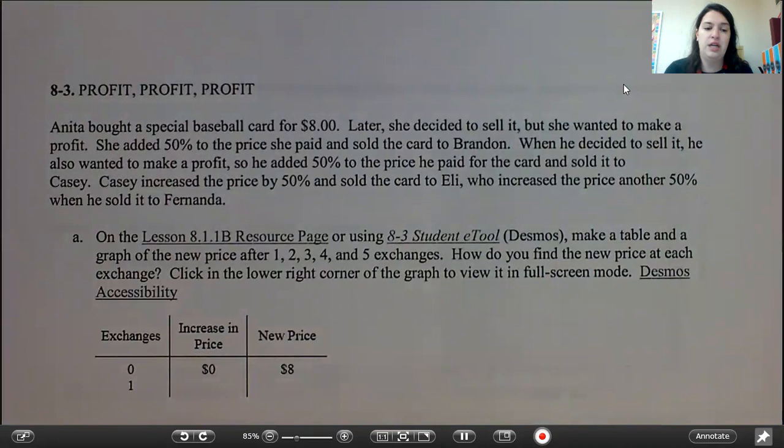sold it to Fernanda. On the 8.1.1B resource page, make a table and a graph of the new price after 1, 2, 3, 4, and 5 exchanges. How do you find the new price at each exchange? So go ahead and flip to your resource page.